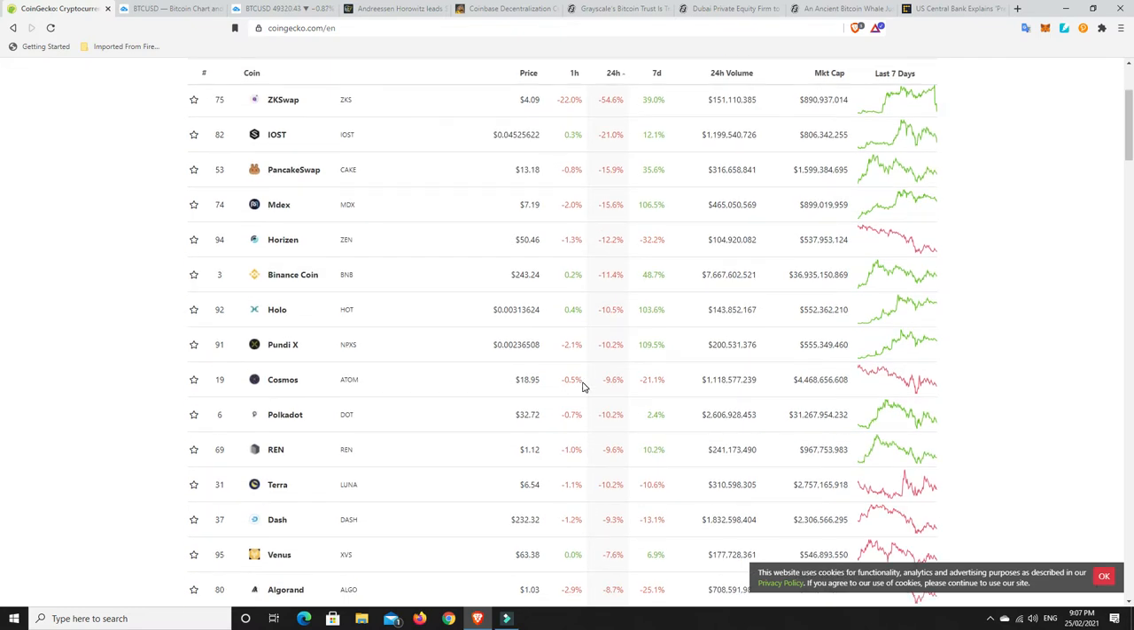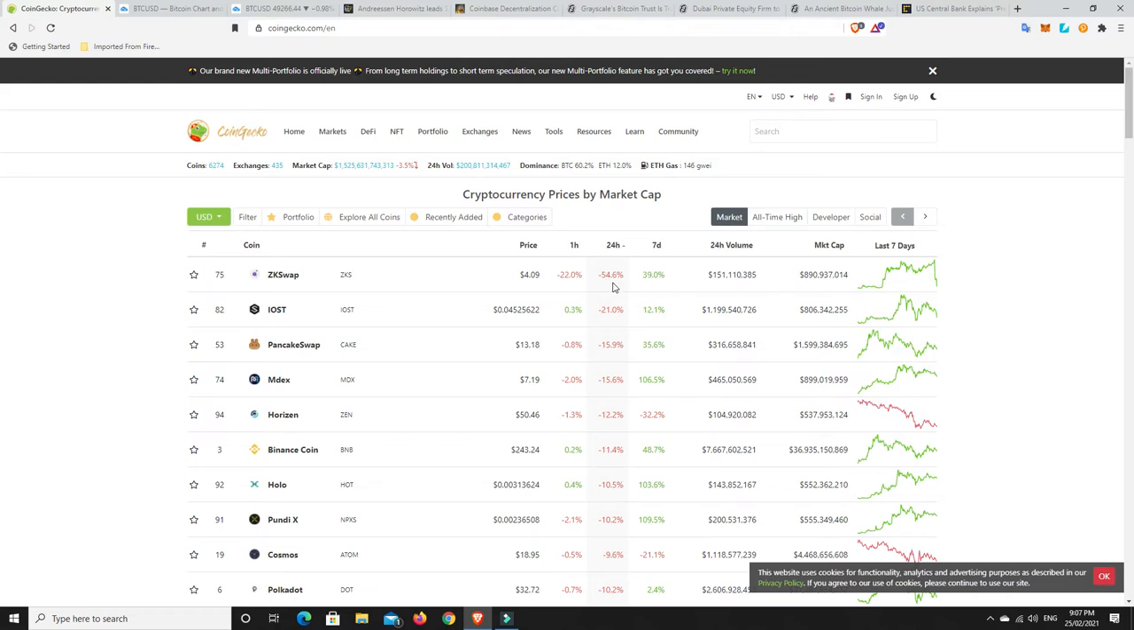Cosmos has really started to pull back, so I may have to look at getting me some more Cosmos. Polkadot, again, is still up for the 7 days. And likewise, Ren has had a bit of a pullback as well. Nothing too crazy, though, other than this one, ZK Swap, and I suppose even IOST. That hurts. But 15% when you've pumped 100 or 40%, not so bad.